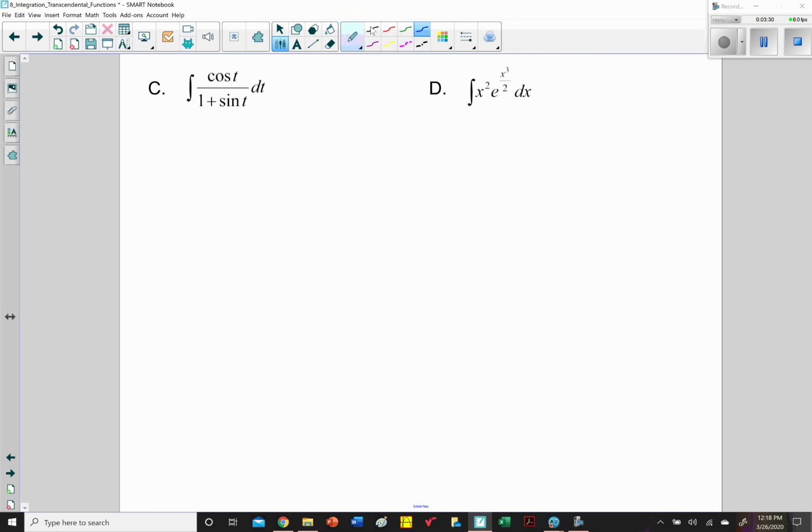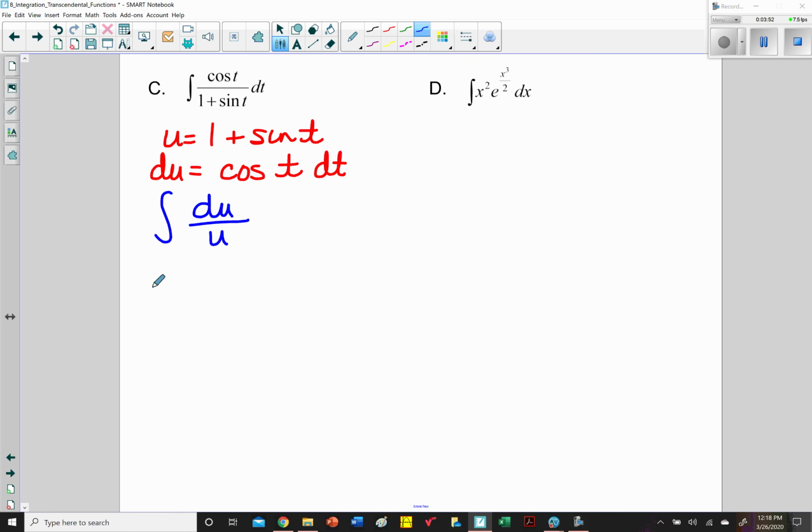On part C, you notice most of the time our denominator is our u-substitute. So derivative of sine is cosine. And again, this is du on the top and u on the bottom for natural log of u plus a constant, and go back and back substitute 1 plus sine t plus c.